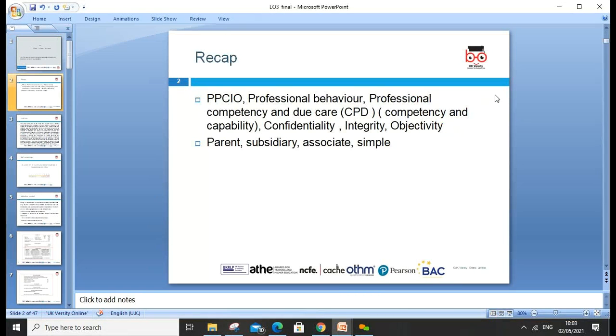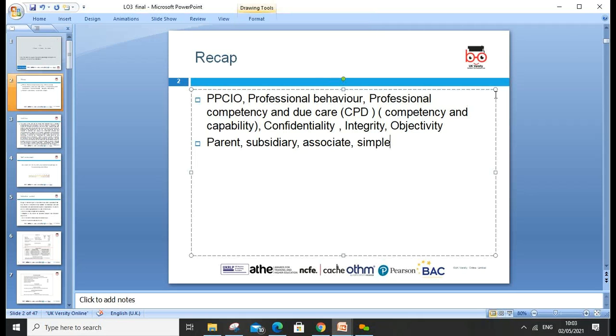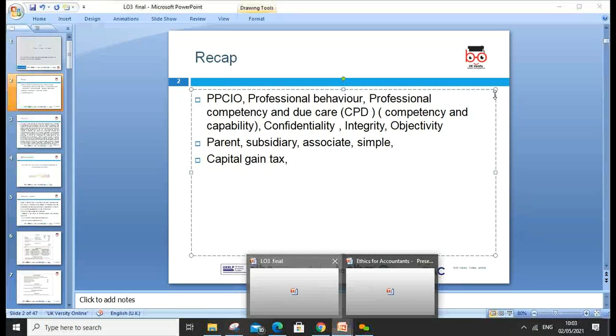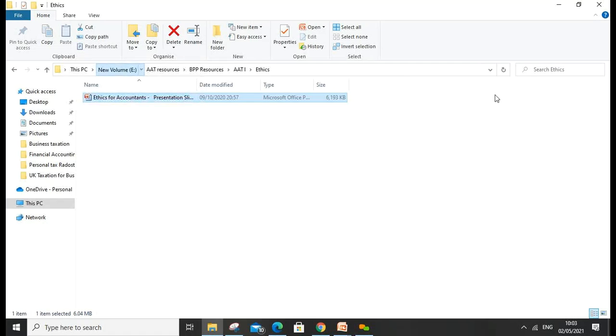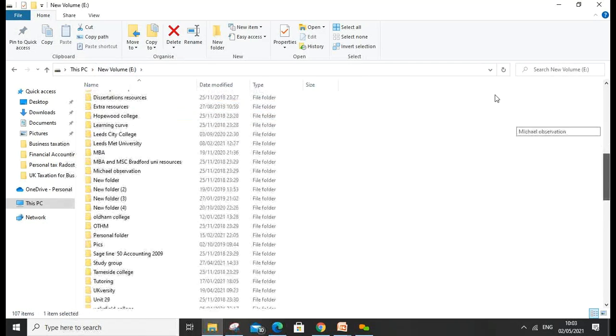So first, we recap what we learned during our last lessons. We discussed ethics, PESTLE, popular people chart analysis. We learned about self-assessment. We discussed parent, subsidiary, associate. Does anybody know anything else which we learned? We discussed capital gains tax. Anyone remember anything else which we learned during our last two lessons, please?